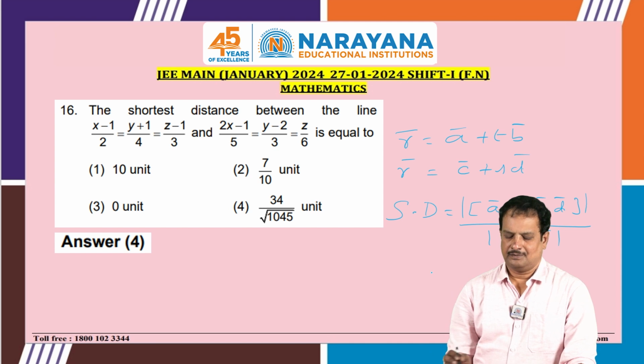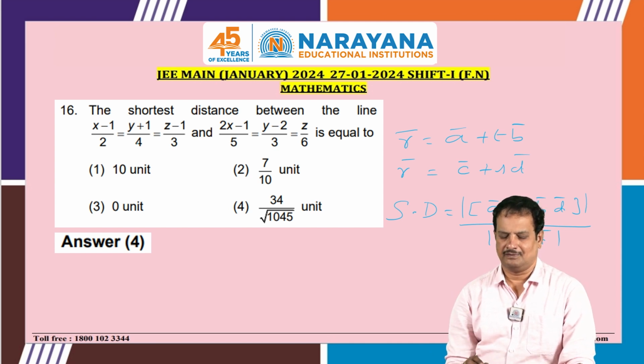And can we use that formula for this one? Yes, why not? The first one is passing through 1 comma minus 1 comma 1, so that is the point a bar, and it is parallel to 2i bar plus 4j bar plus 3k bar. So we know a bar and b bar. Similarly, for this one, you can take 2 common, then x minus 1 by 2, so you can write it in this manner: x minus 1 by 2 by the 5 by 2 there.